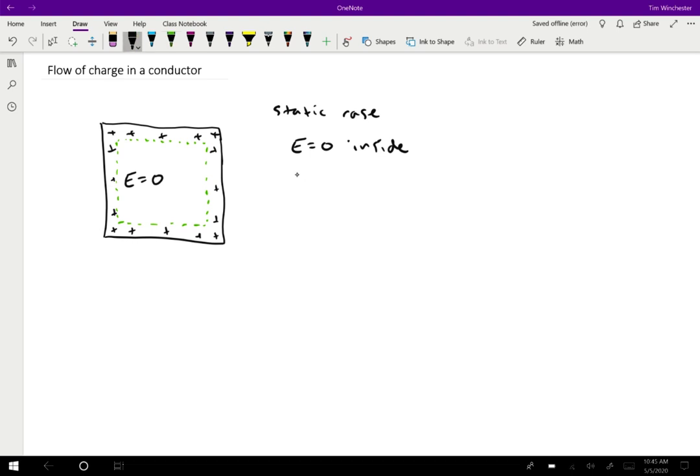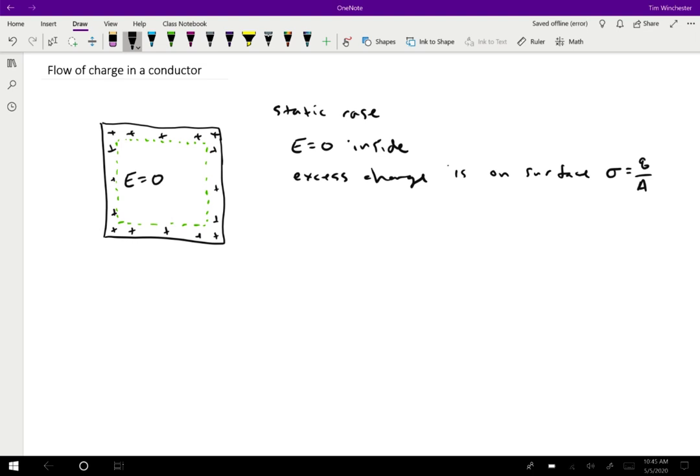Okay, so excess charge is on the surface. And just as a reminder, we can represent a surface charge density with the Greek letter sigma, which is just the charge divided by the area that it is spread over.